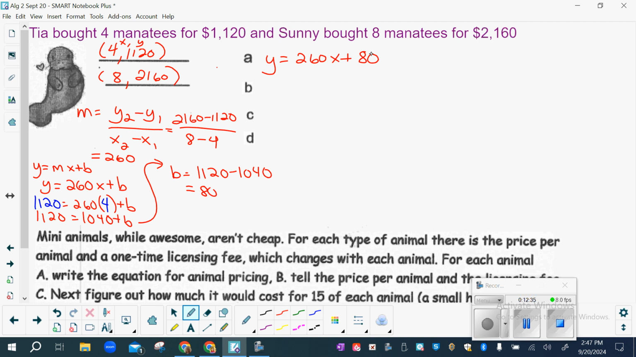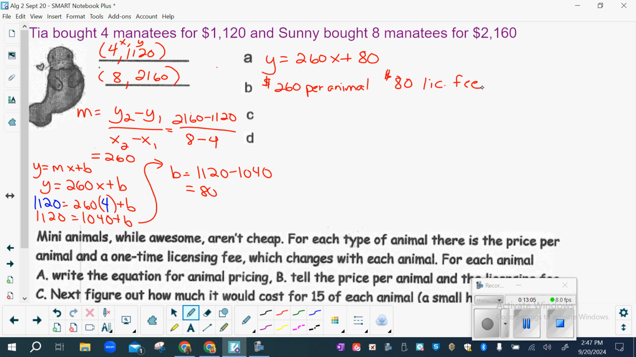Let's go back here. What's our price per animal? What's the licensing fee? Licensing fee is $80. That's correct. Good. That changes for how many animals you have, and then the licensing fee will stay the same no matter what. For the manatees. I love manatees.